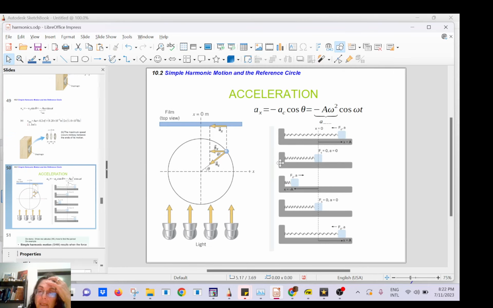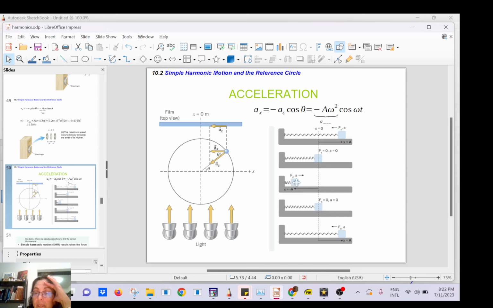So what about the acceleration? About the acceleration, when t equals 0, it's going to be here. Acceleration depends on the restoring force. So at t equals 0, you have maximum acceleration because you have a maximum restoring force. After 1/4 of the period, there is no acceleration because there is no force. Force and acceleration are always proportional to each other.